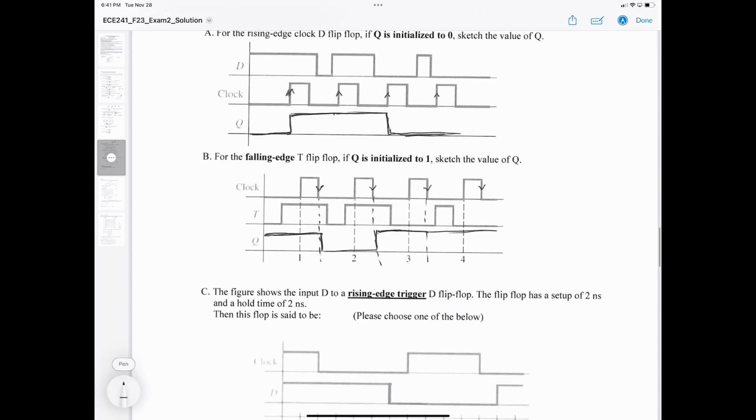For T, whenever T is a 1, it switches the value of Q. And whenever T is 0, it holds the value of whatever Q was previously. So that's how you're going to solve that.